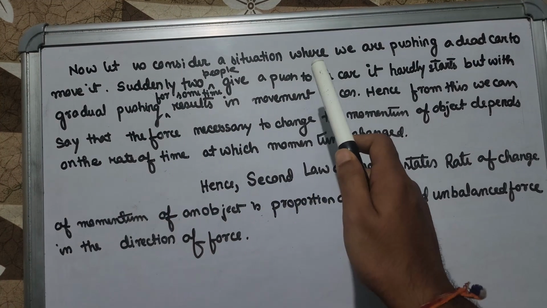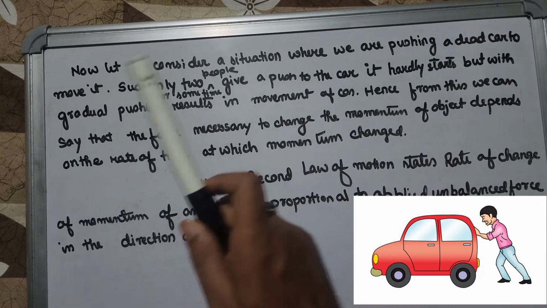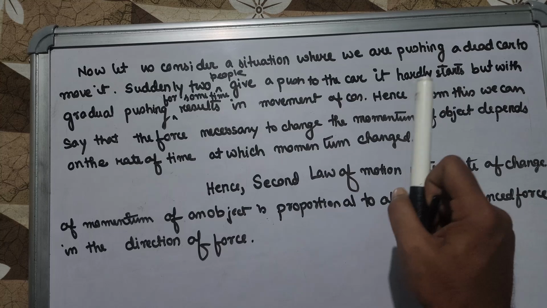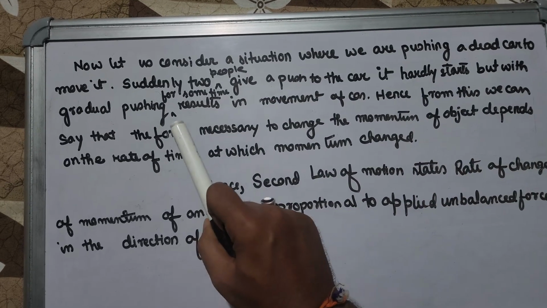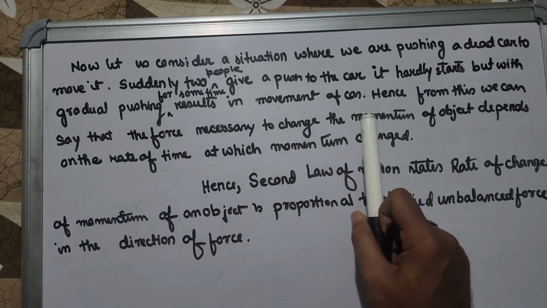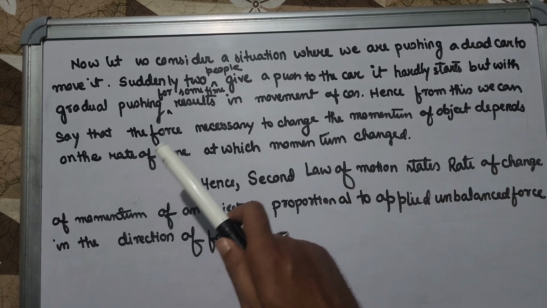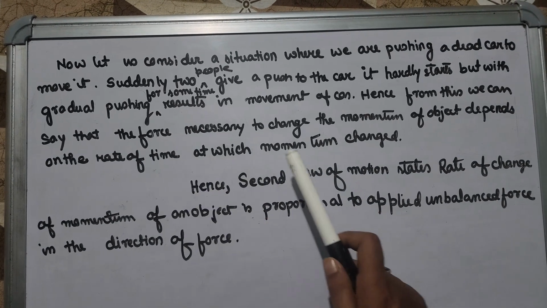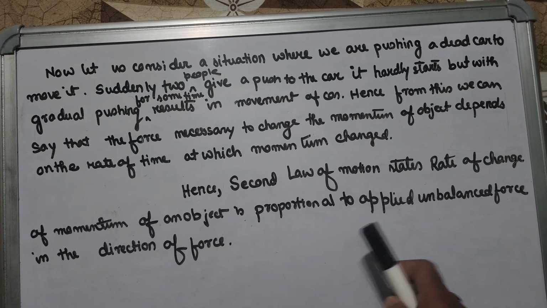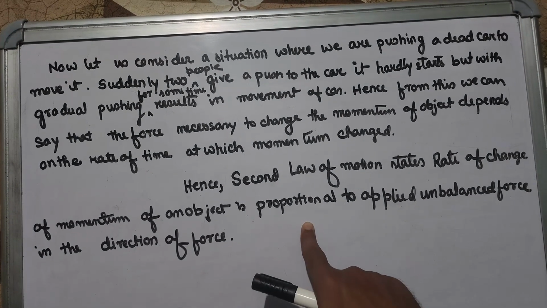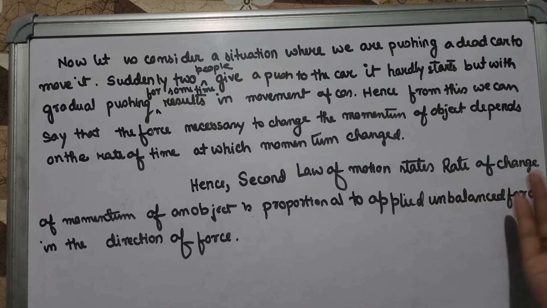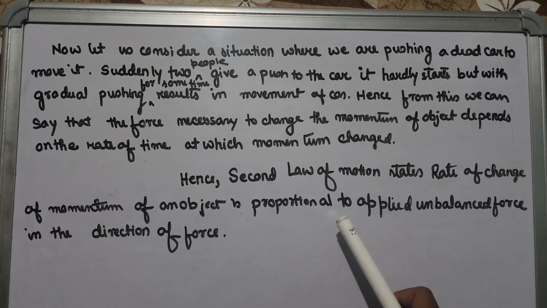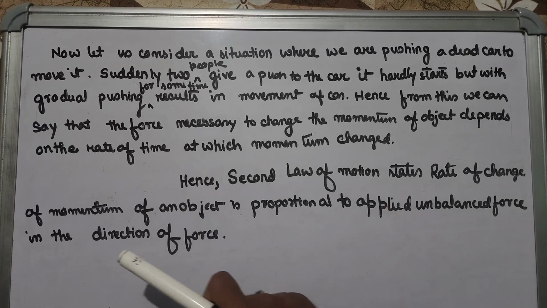Now let us consider a situation where we are pushing a dead car to move it. Suddenly, if two people give a push to the car, it hardly starts. But gradually pushing for some time results in movement of the car. Hence, we can say that the force necessary to change the momentum of an object depends on the rate at which the momentum changes, that is, the difference between the initial time when the momentum started and the final point when the momentum changed. Hence, the second law of motion states that the rate of change of momentum of an object is proportional to the applied unbalanced force in the direction of the force.